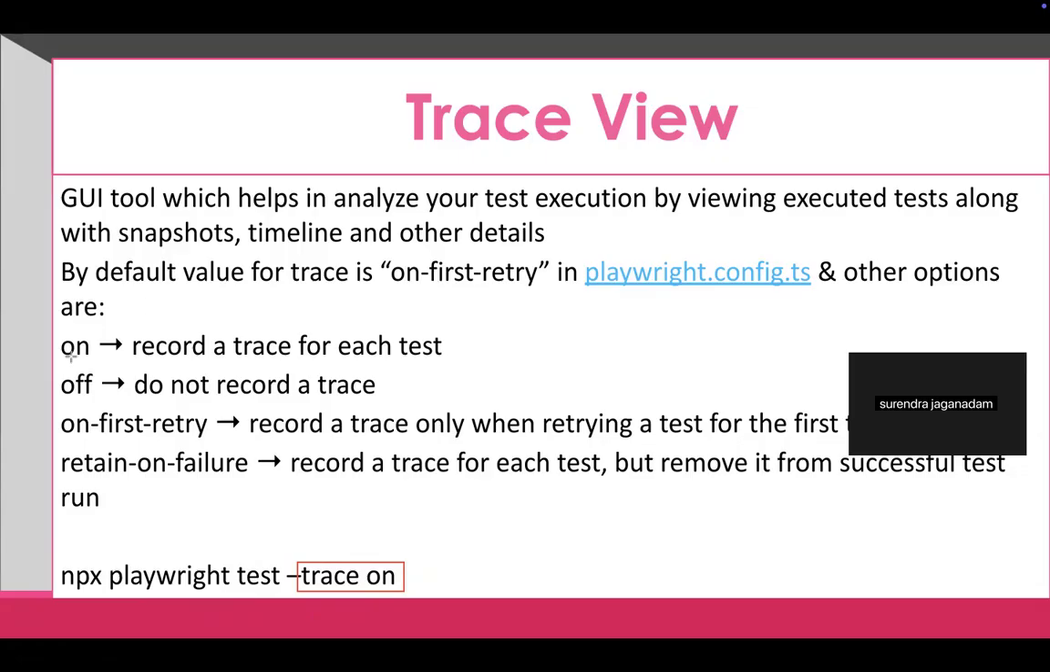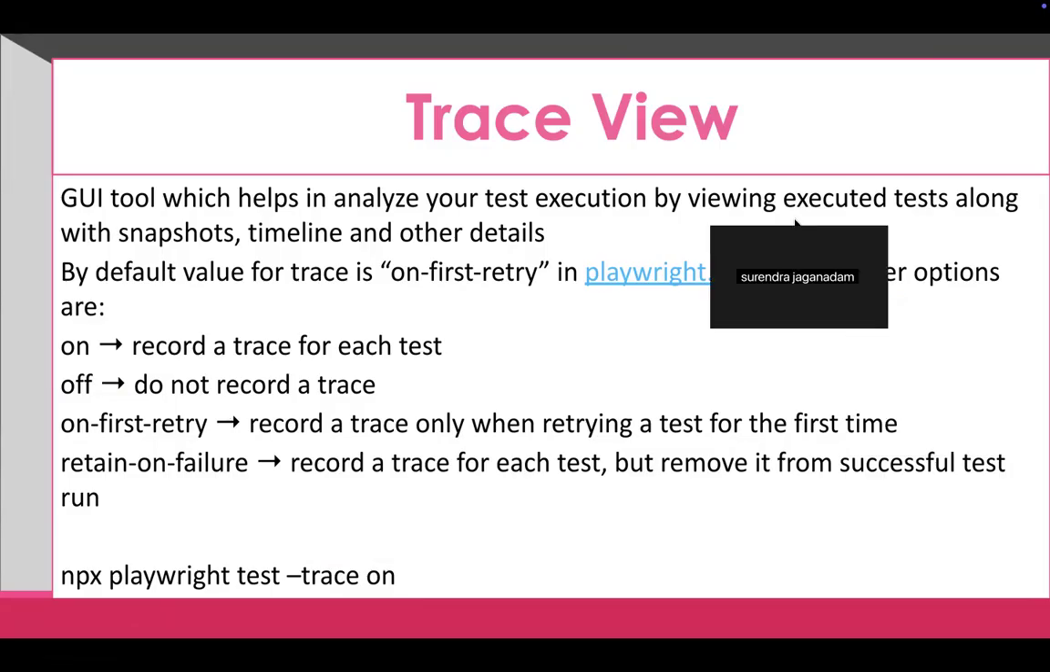On means by default it's going to be on, off means it will be off. So what is on first retry? The significance of on first retry is that it will record a trace only when it tries to rerun the program for the very first time. Assume that the script failed and immediately there is a retry mechanism trying to execute. At that time the trace will be captured. If it failed first, then in the retry it will capture that trace.